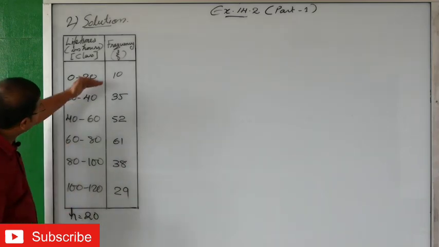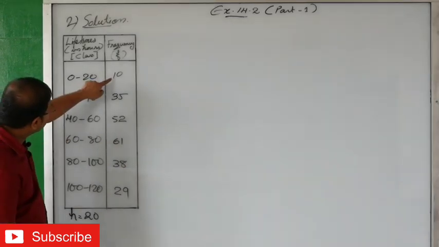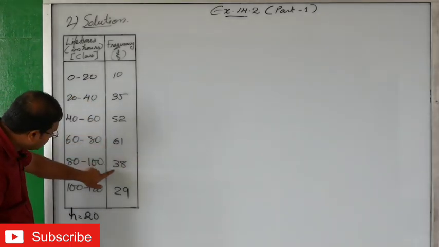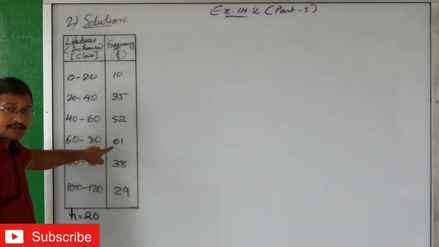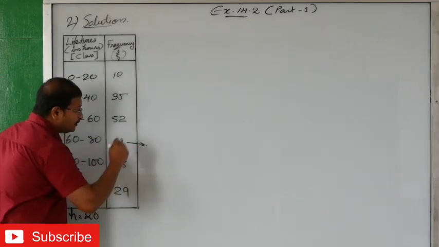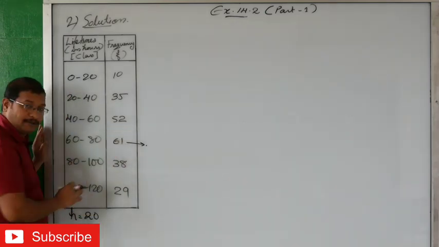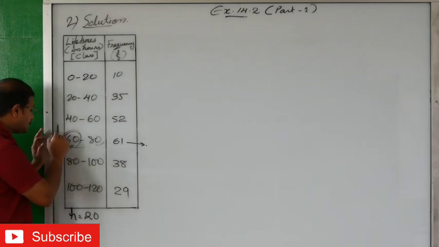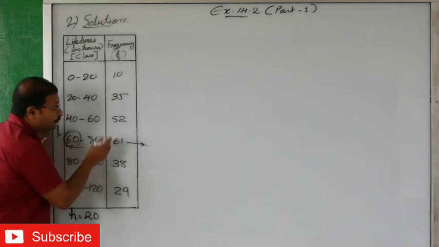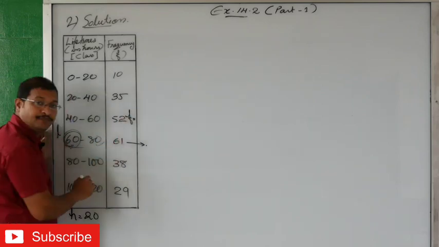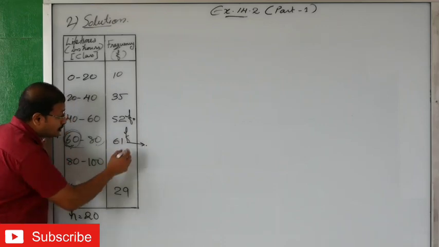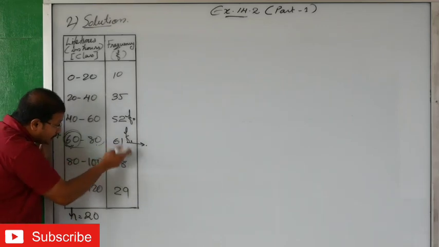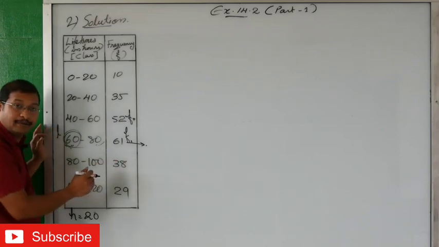Ready? Now let us see the highest frequency. See 10, 35, 52, 61, 38, 29. Which is the highest number? 61, isn't it? So what will you write? This is the maximum frequency, 61. So which falls on this class? That means the corresponding class is 60 to 80. Here, what is the value of L? Lower limit 60. And its preceding frequency will be f0. And the maximum frequency will be f1. And the succeeding frequency will be f2.